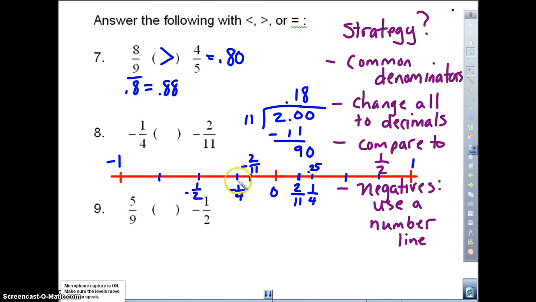Which one of these two numbers, negative 1/4 or negative 2/11, is closest to 0? Because that's your largest number. They get larger going in that direction. Yep, so negative 2/11 is greater. Okay? All right. Right here, I have a positive, I have a negative. Which one's bigger? Yep, the positive is always bigger than the negative. All right, let's move on.